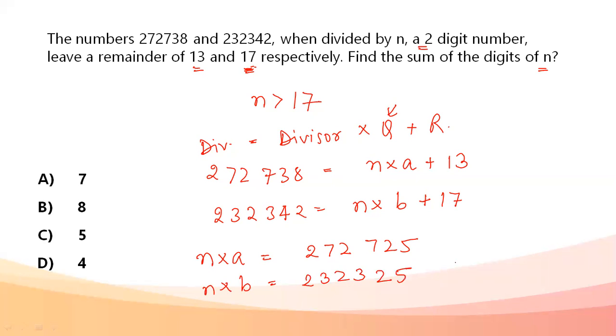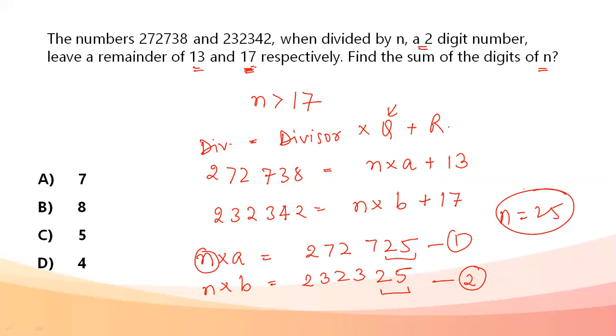232325. Okay, first equation and second equation, these are my points of observation. The last two digits, when I look at this, are 25. So the n that I'm getting has to be 25, because any number greater than 25 will not give me the last two digits as 25. No other two-digit number greater than 25 is going to give me this. Hence this value of n becomes 25.